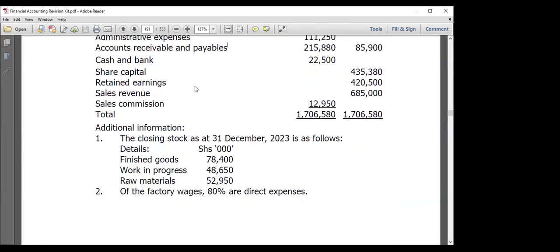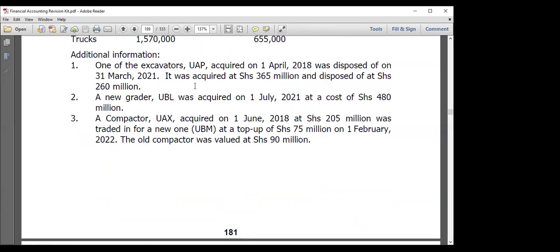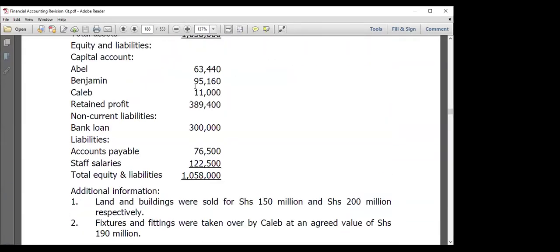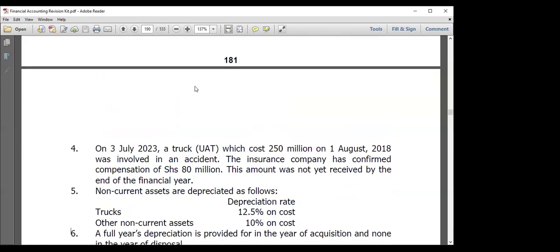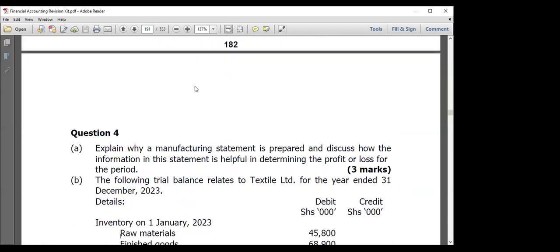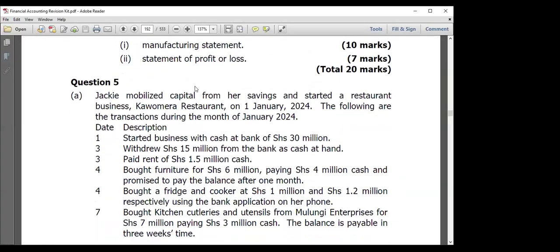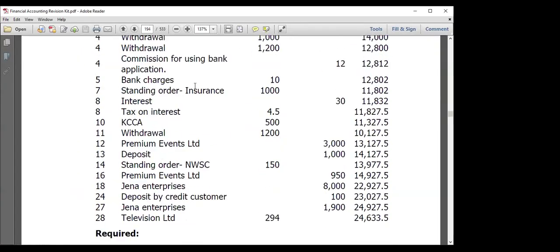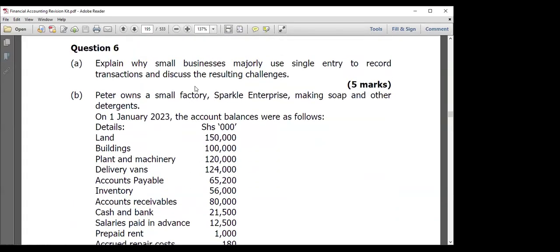I hope I have the right years. Meanwhile, I'm taking my time on this because I want you to appreciate this topic. If you find it hard, practice and practice until you feel at least you're somehow comfortable with it, because I don't want you to enter that paper without being conversant with correction of errors or preparation of ledger accounts.